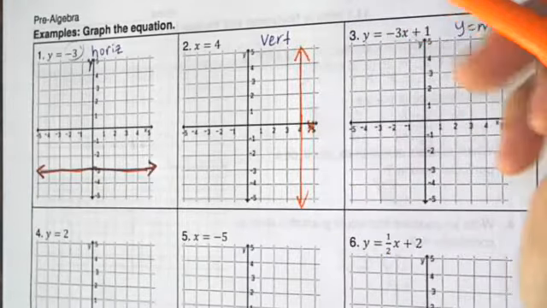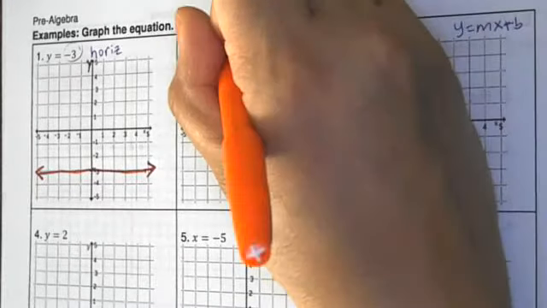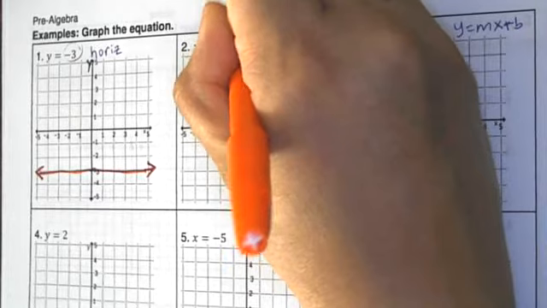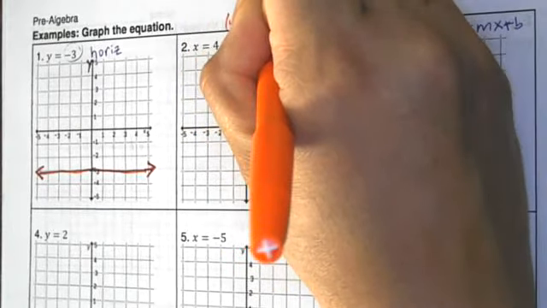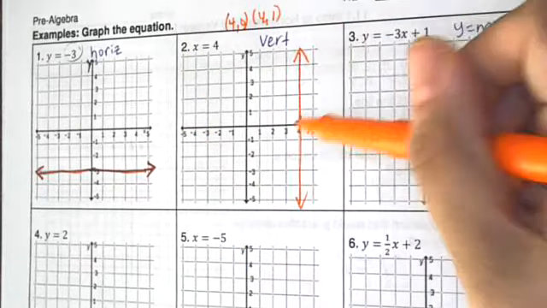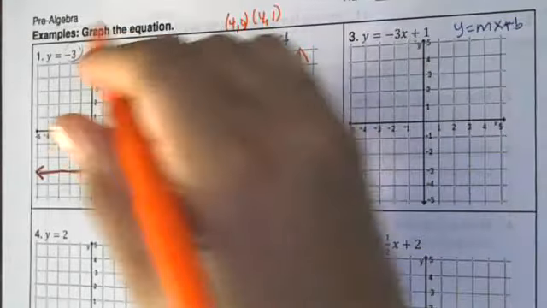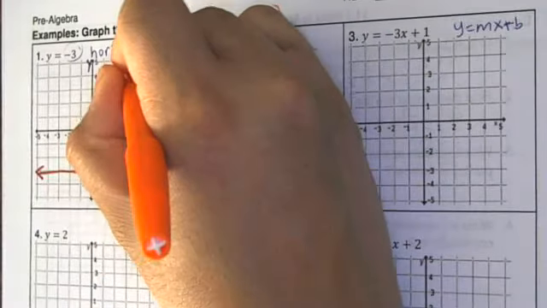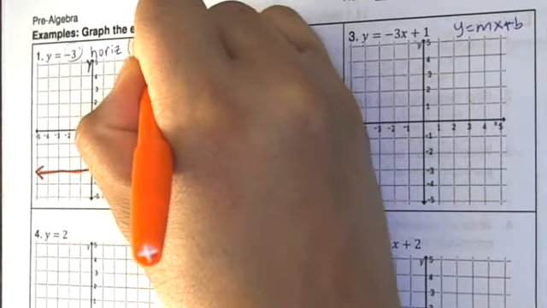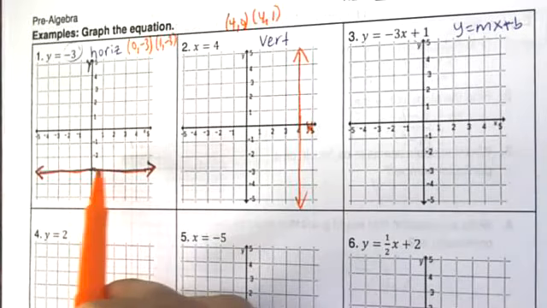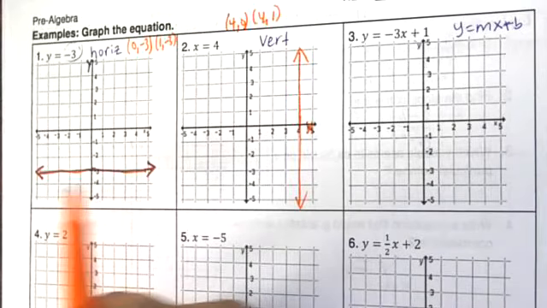Now, if it helps you, you can always write coordinates. Like you could say (4, 0), (4, 1), and so on. You could put a bunch of points so that you can plot them, and then that can help you draw the line as well. Same thing here. I could have done (0, -3), (1, -3), and so on, and plot points to be able to draw that line out.